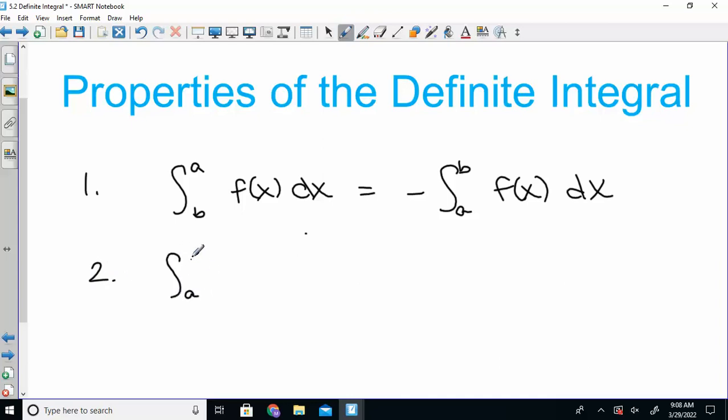Second property. If our starting and stopping point are the same, what do you think the area under that curve would be? 0. If you don't actually have a chunk, if I start somewhere but then I never go anywhere, that's 0. So anytime it turns out with the same upper and lower limits, you don't have to work out anything, you can automatically say that would be a 0.